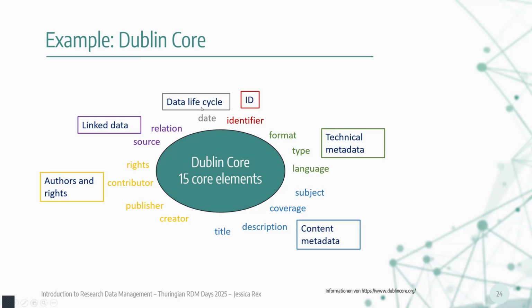So you have elements that pertain to the life cycle, like the date, the ID. You have technical metadata like format, type, or language, content metadata, what subject are the data about, what area do they cover, is it description, title, and you have metadata about the author of the data file, like creator, publisher, contributor, and rights, as well as some elements that pertain to linked data, such as relations to other data sets, sources of the data, etc. So this is something that you can always use if you don't have the option of using a discipline-specific metadata standard. And there will be more information on dublincore.org. I put the link on the slide as well.